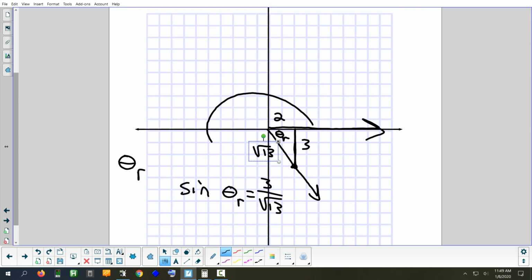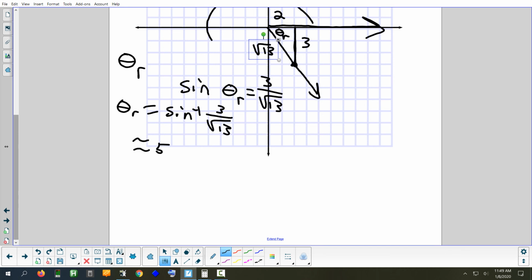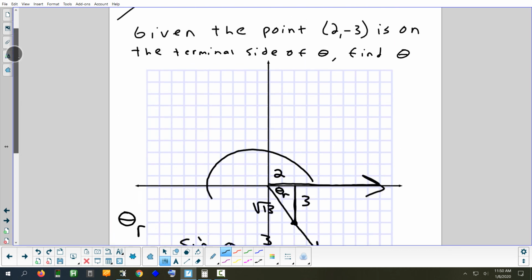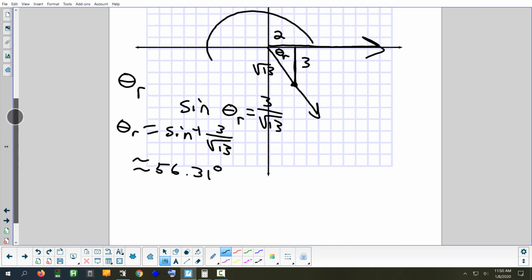Now you're going to take the inverse sine of that. So, inverse sine of 3 over square root of 13. And that will give you your reference angle, which Jared already said is exactly the same reference angle we just had. What was the reference angle we had in the last problem? 56.31. All right, so it's about 56.31. Now, look at what that equals. That's your reference angle. That's not your angle. Okay? This is your angle.